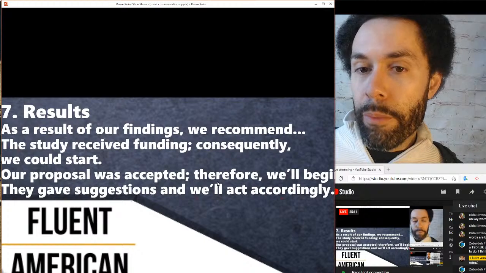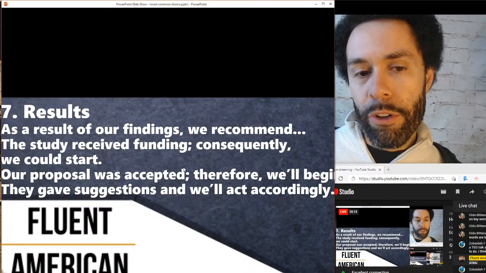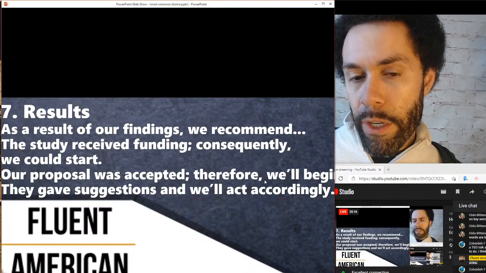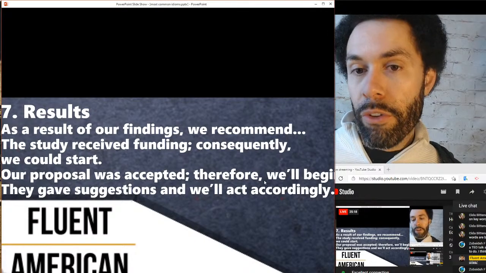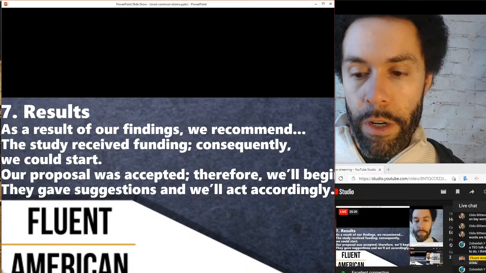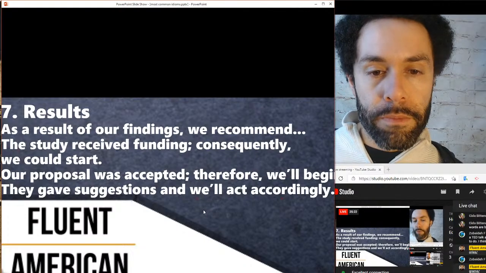Notice that therefore is going to be a lot like however, which we saw earlier. So you need a semicolon, therefore, comma, or you could also use a period, therefore, comma. Your choice for those.